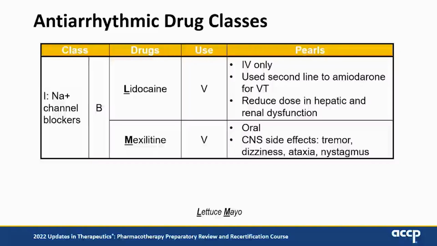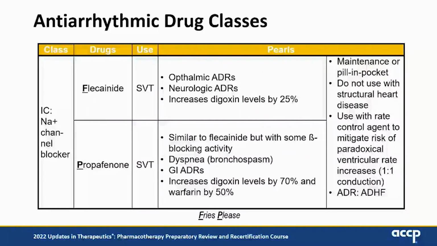And then we have mexiletine, which is sort of like an oral version of lidocaine, but we see a lot more CNS side effects with this drug, including tremor, dizziness, ataxia, and nystagmus. And then we have our class 1C drugs. Now these you will see used in AFib, flecainide and propafenone.